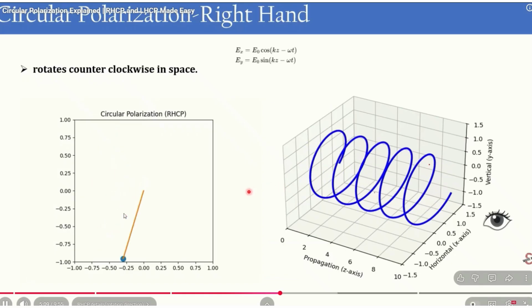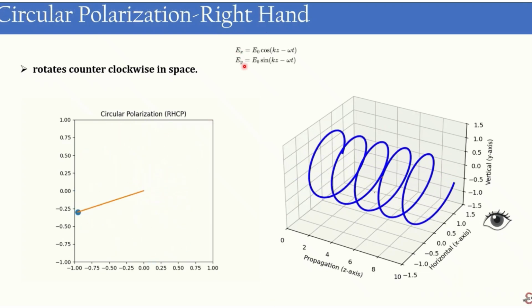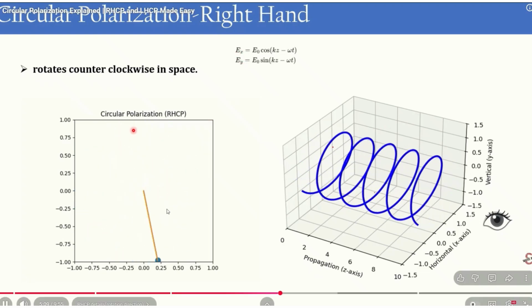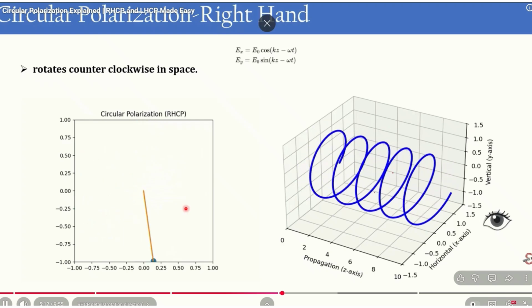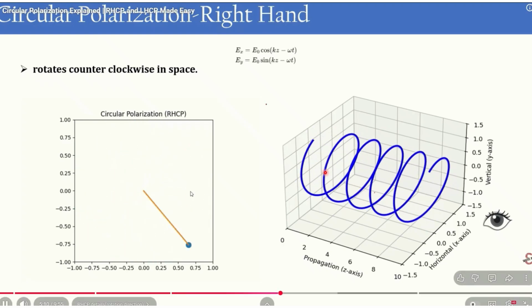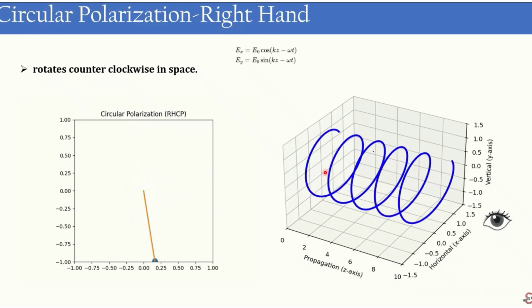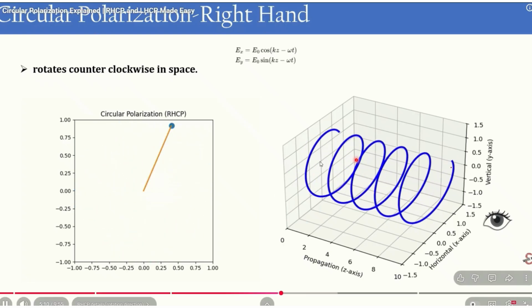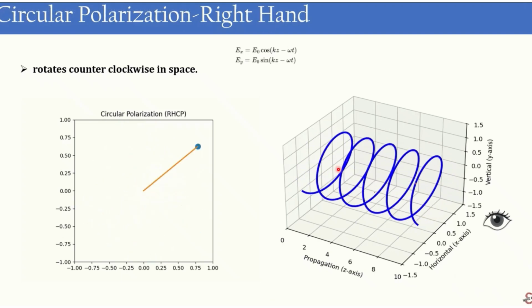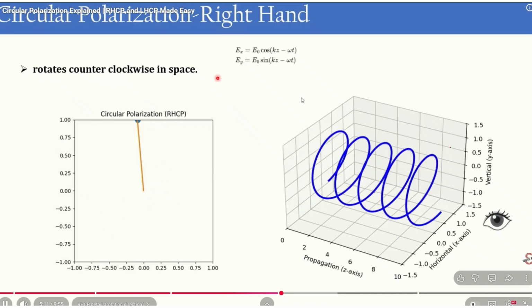But in the case of circular polarization, we know that it will have both an X component and a Y component, and this will be the variation of the electric field, and this will be the propagation. If you want to know more about linear and circular polarization, we have videos on our channel to get more ideas.